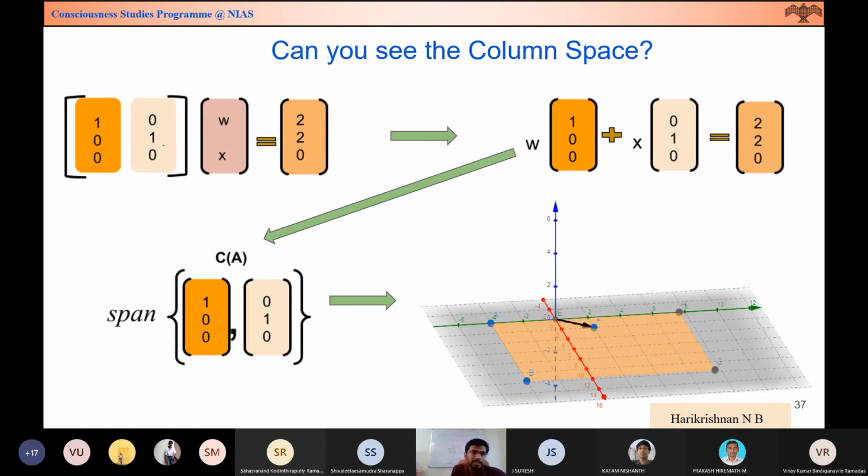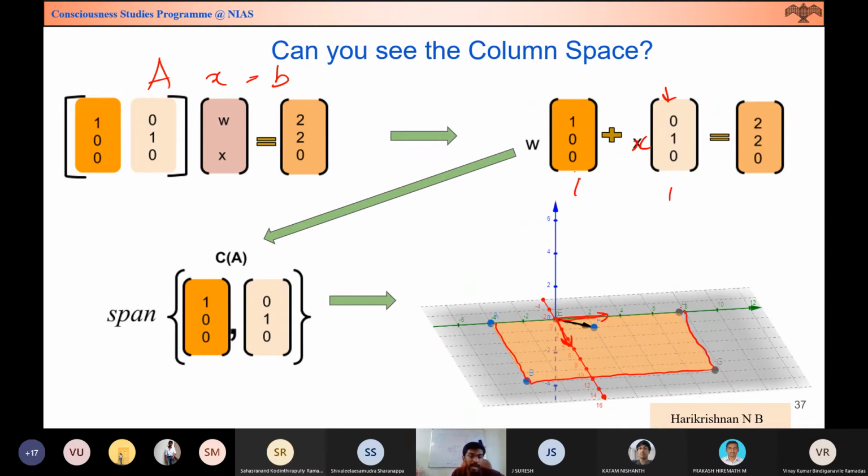Now let us try and understand this problem. We have Ax equal to b. This can be seen as a linear combination of columns, like w times (1, 0, 0) plus x times (0, 1, 0) equal to (2, 2, 0). Here (1, 0, 0) can be seen as the x-axis, and (0, 1, 0) is the y-axis. This is definitely in a three-dimensional space. The linear combination of these two vectors will span a plane in the 3D space.